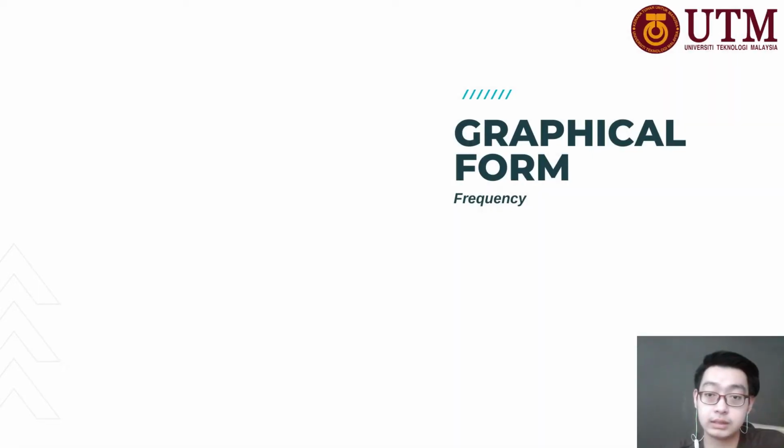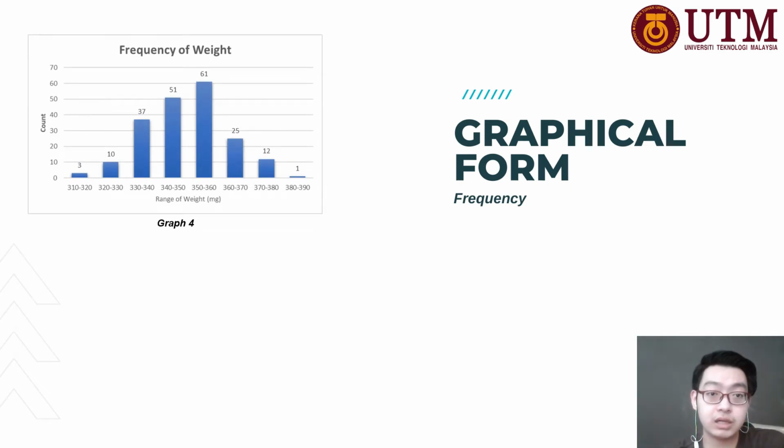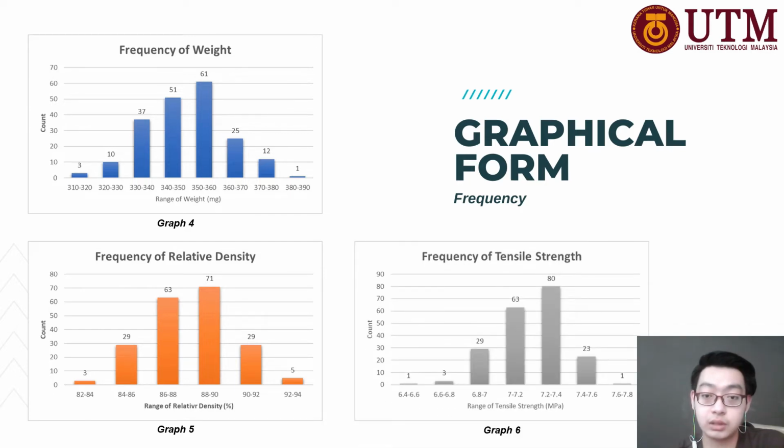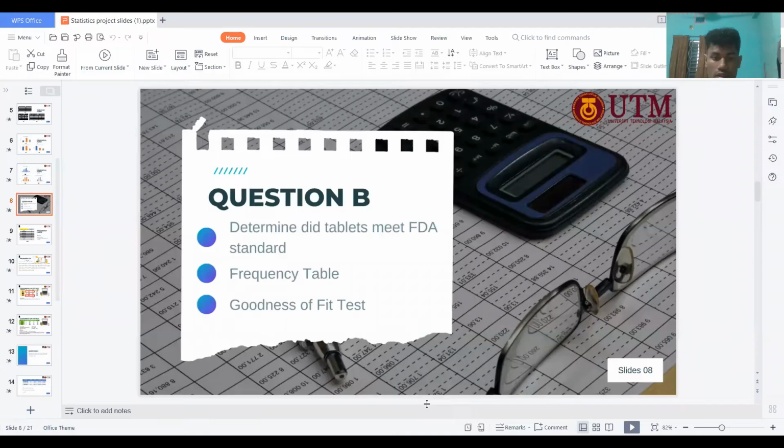Now is the graphical form for frequency. Graph 4 shows the frequency of weight, graph 5 shows the frequency of relative density, whereas graph 6 shows the frequency of tensile strength. And then the next part is question B, and I will pass to PRITOM.